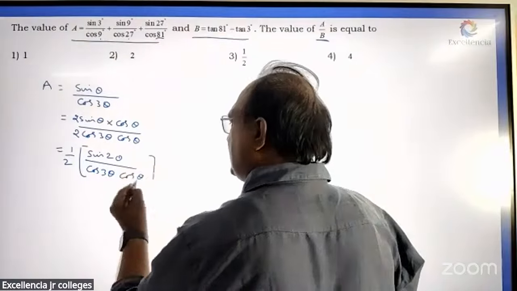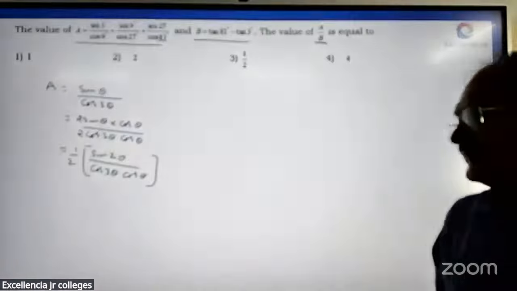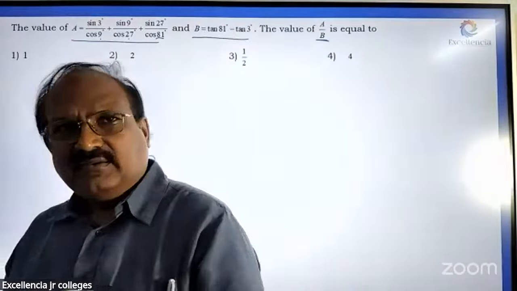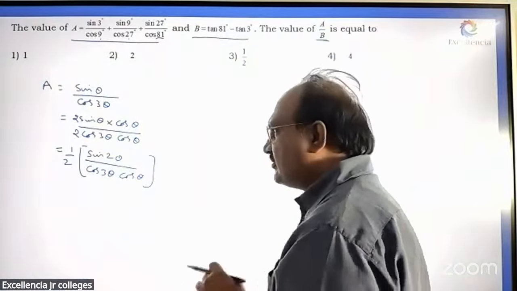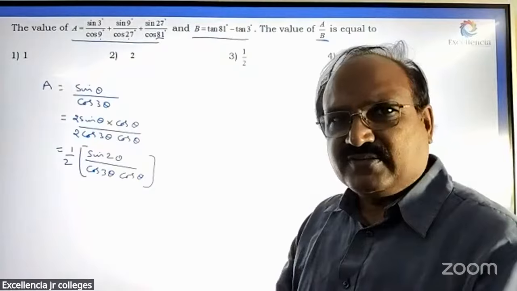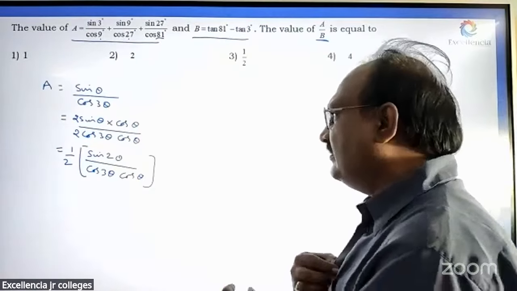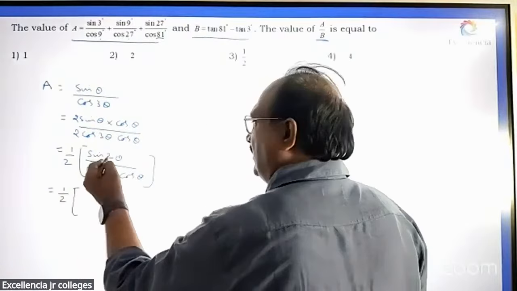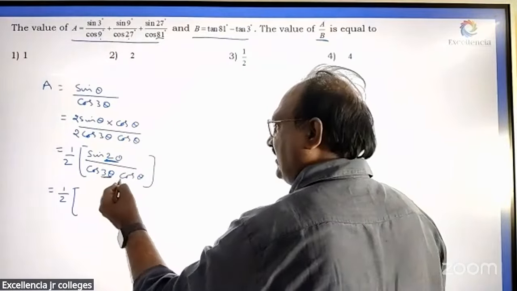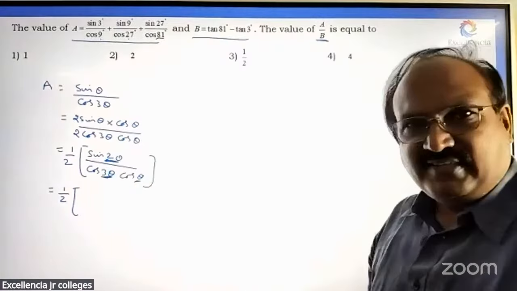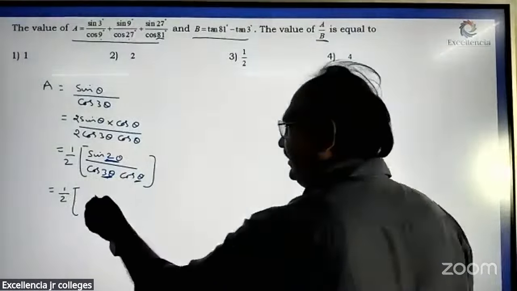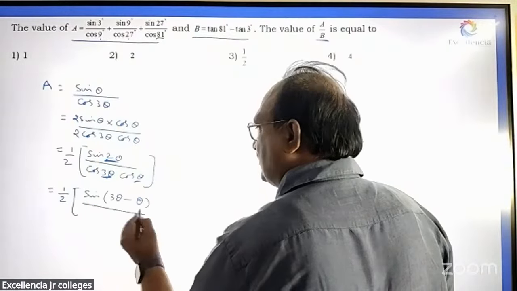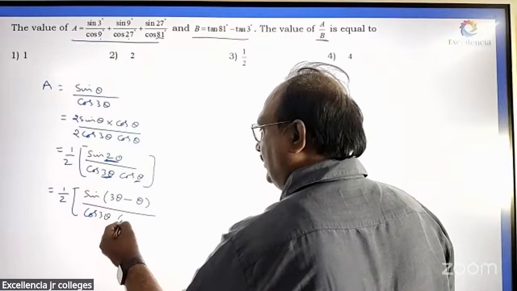Many times this was given in Mains. When you observe the same questions coming, students, please refer to the previous question bank for mathematics, so you can do it easily. Now 1 by 2 into sin 2 theta. Here 2 theta is there, and there are 2 angles, 3 theta and theta. I can write 2 theta as the difference of these two angles, over cos 3 theta into cos theta.